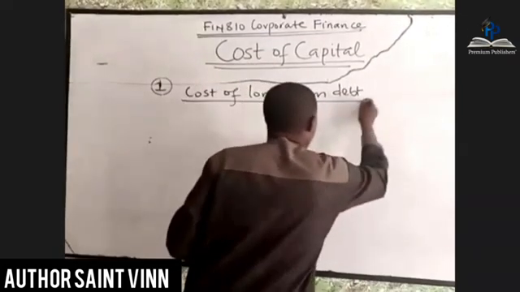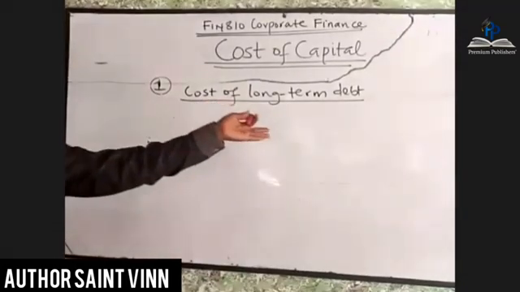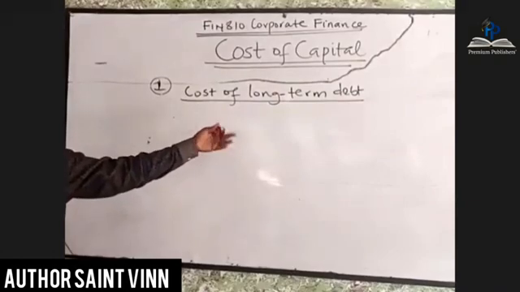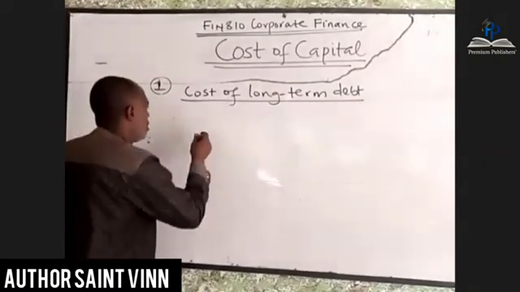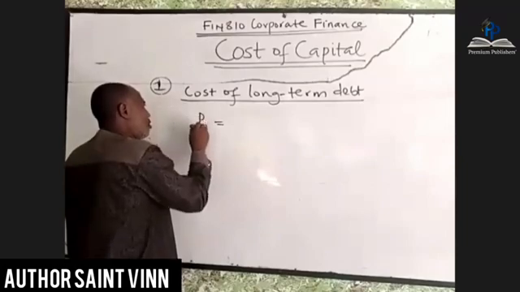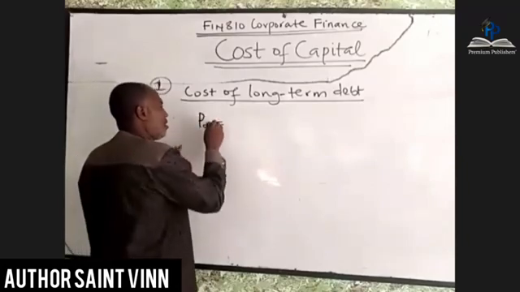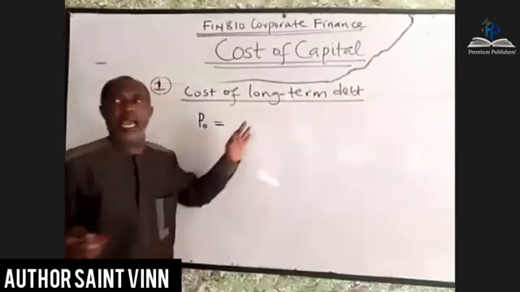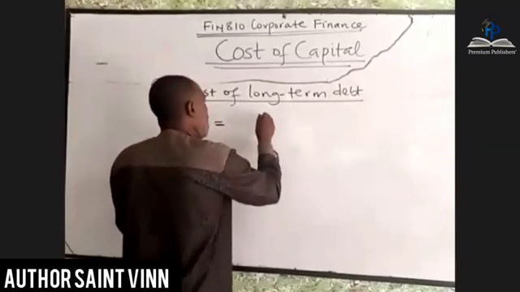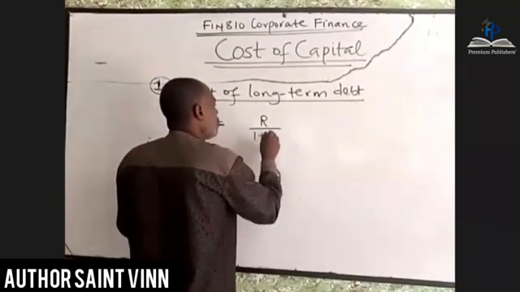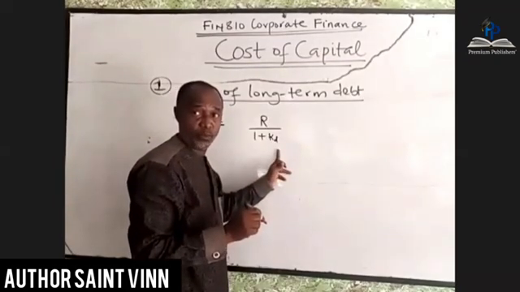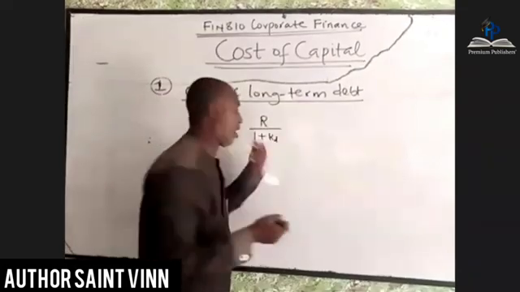Cost of long-term debt. That debt could be debenture, it could be bonds. Already we have told you the meaning of those costs of capital. So for us to talk about debenture, for us to find the costs, you know that when there's a debt, there's always interest. Am I correct? Interest on the debt, which we represent with capital R over 1 plus KD. This thing you are seeing is the cost of debt, KD. KD is the cost of debt, which is the cost of capital of this particular debt.